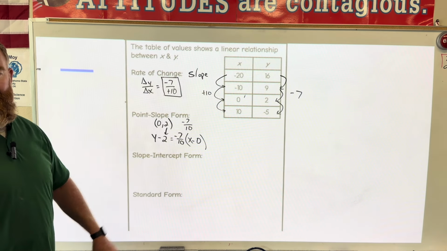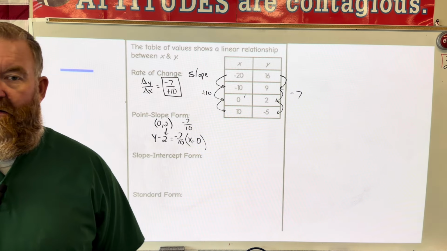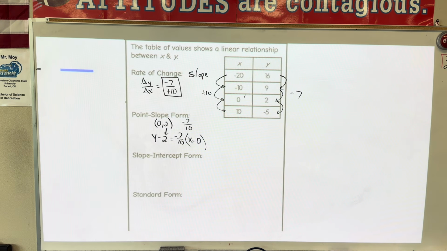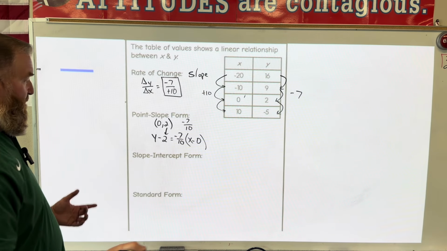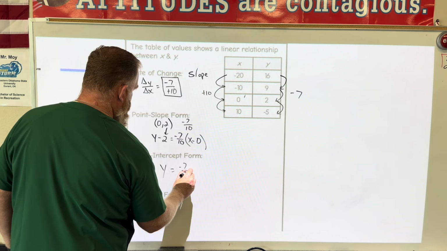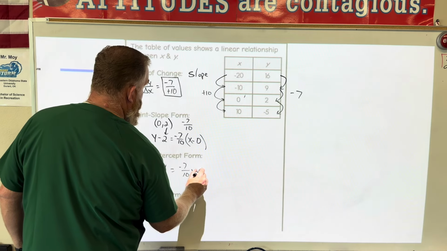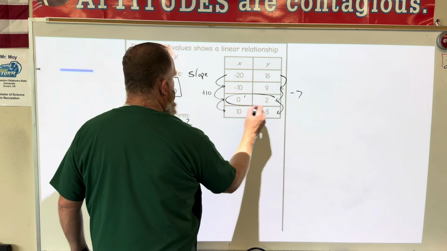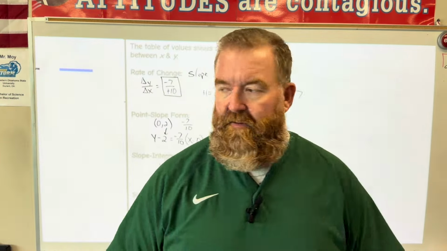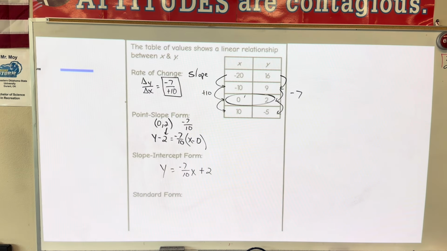Slope-intercept form. I need the slope and I need what? The y-intercept. What's the y-intercept? Can you look at that chart and tell me what it is? It's 2. Y equals negative 7 over 10 x plus 2. Because here's my y-intercept. Anytime you see 0 in a number, what is that? That's my y-intercept.